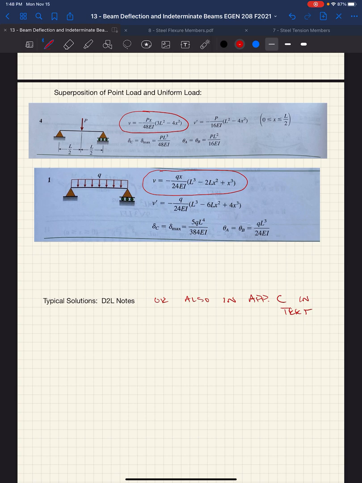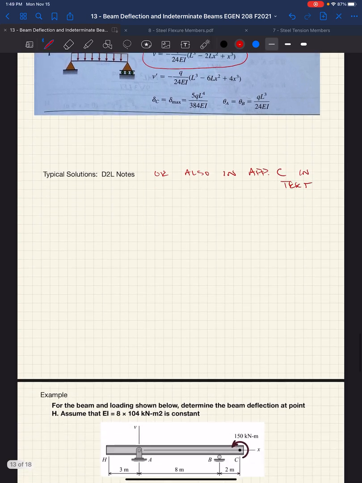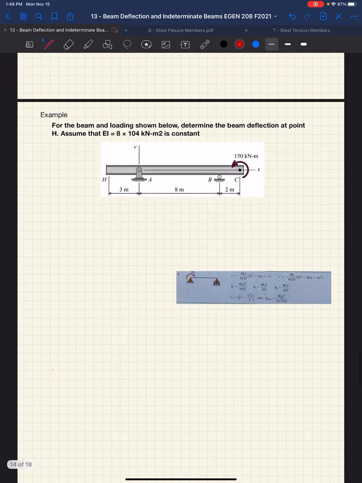So superposition gives us some pretty cool tools to evaluate things more easily. What some of these packaged solutions also do is give us the ability to solve things directly.